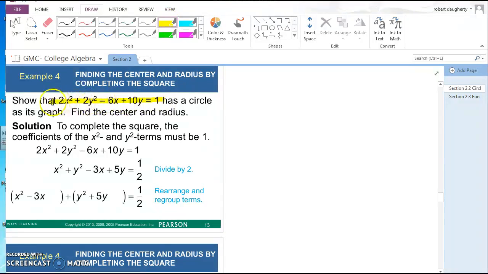So now I've got another equation. I want to put it in center-radius form to see if it is a circle and figure out its center and radius. In this one, I've got 2x squared plus 2y squared minus 6x plus 10y equals 1. Now to do this completing the square, instead of a 2x squared, I really need that to be an x squared. So I'm going to divide everything by 2.